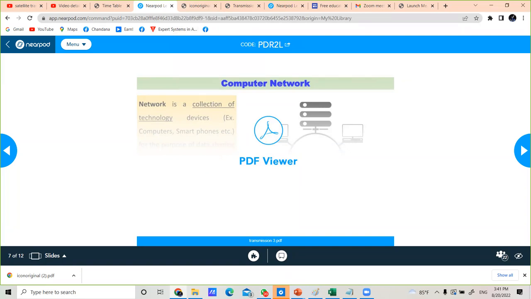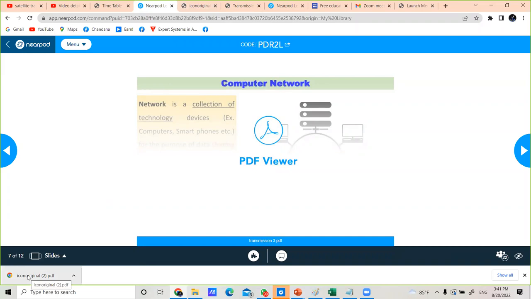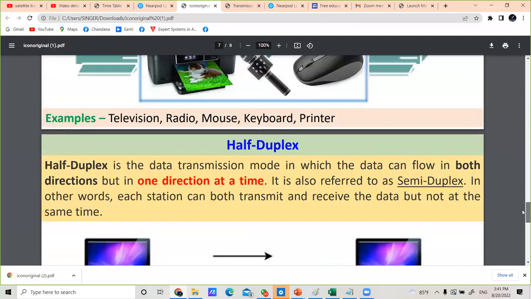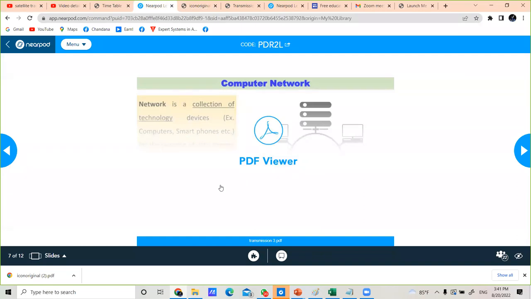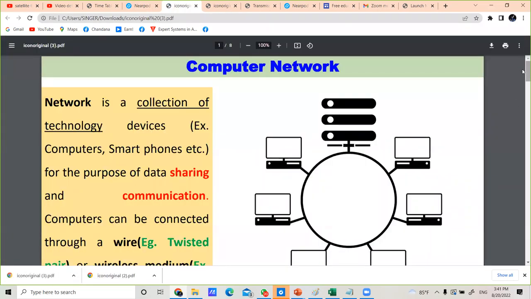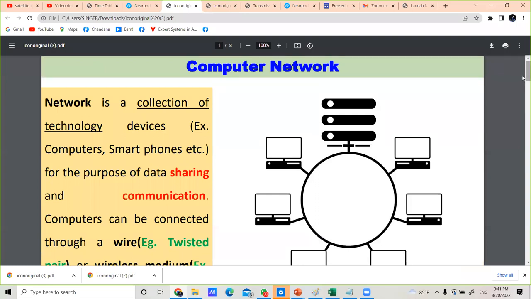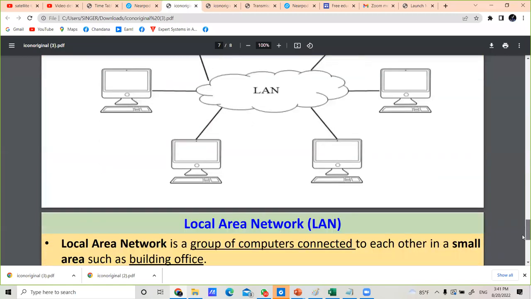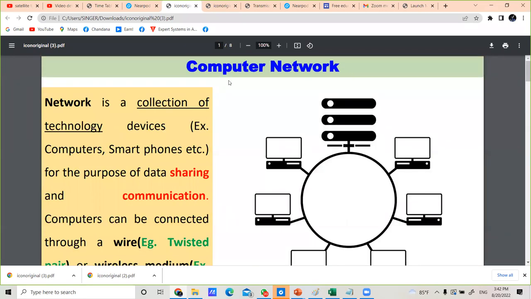Right. Then we'll discuss the computer network. Here you have the computer network, 8 slides. We'll discuss that part, and today we are discussing only up to types of network. In this slide, there is only up to types of network. That we can start with the computer network.